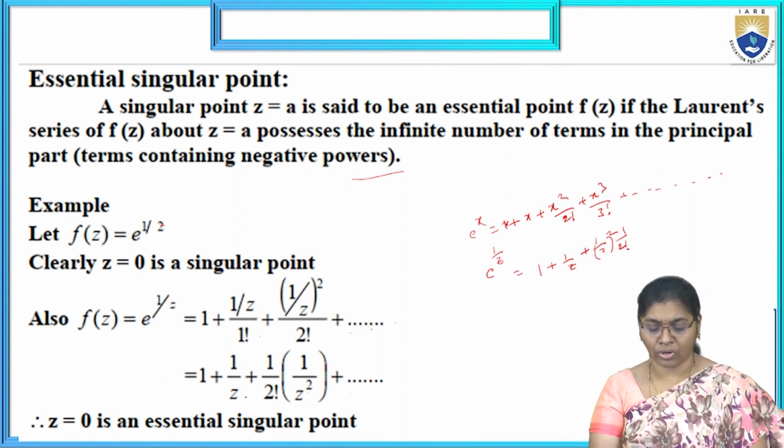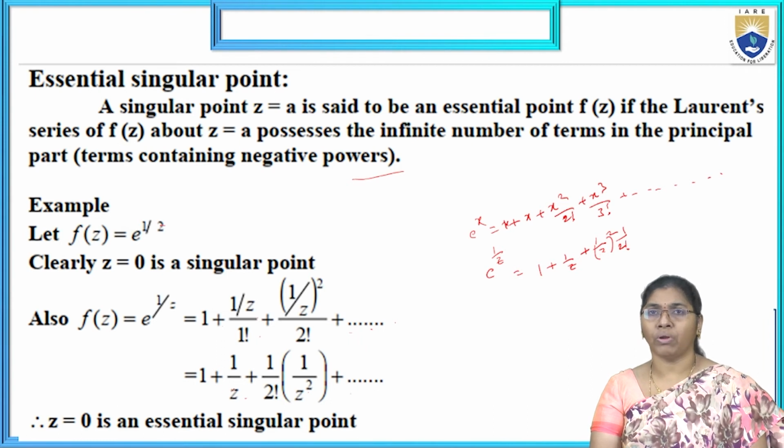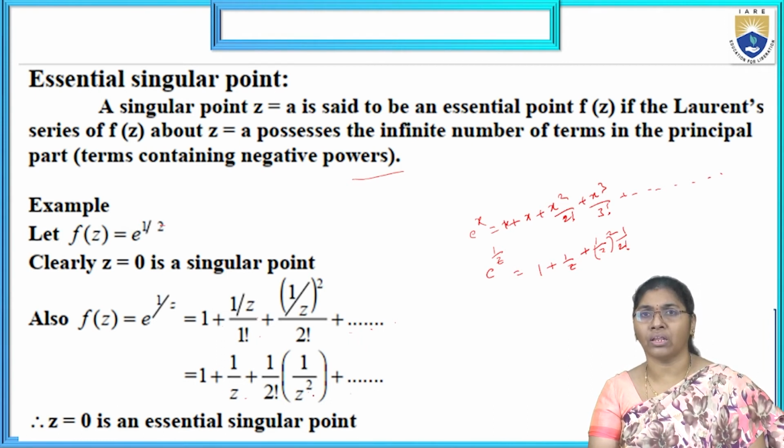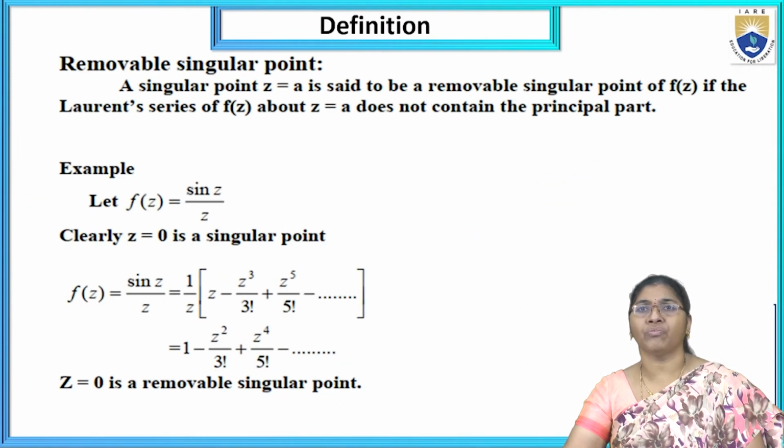Why? Because when we substitute z equal to 0, it goes to infinity, 1 plus infinity, that is infinity. Then it is called an essential singular point, as it contains negative powers. Next one is removable singular points. Isolated singular points are of three types: isolated, essential and removable. Now the third one is removable.